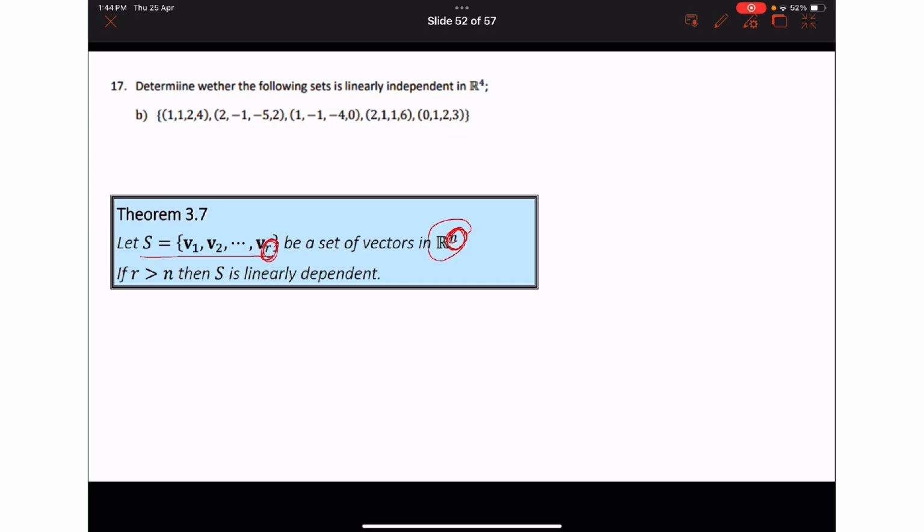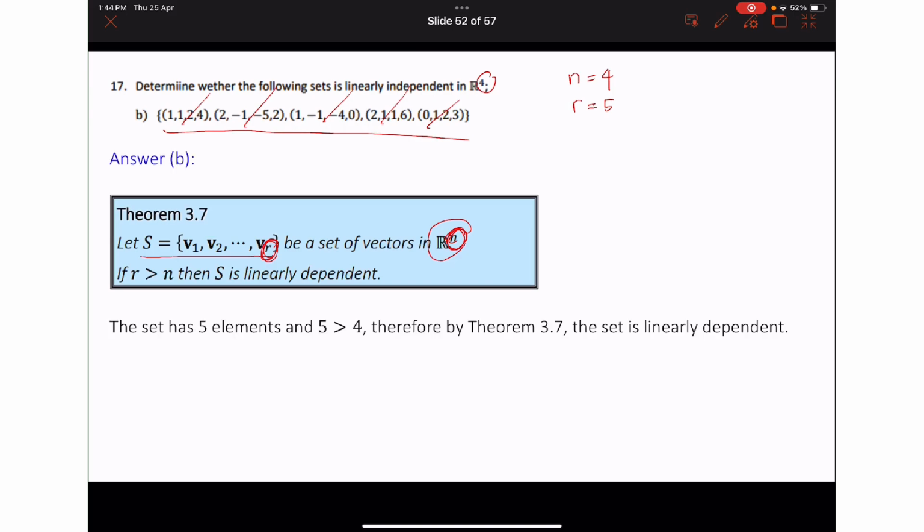So here, our n is equal to 4 because we are in R4, and the set S has 1, 2, 3, 4, 5 elements. Therefore, r equals 5. So, since 5 is greater than 4, that is, r is greater than n, the set is linearly dependent.